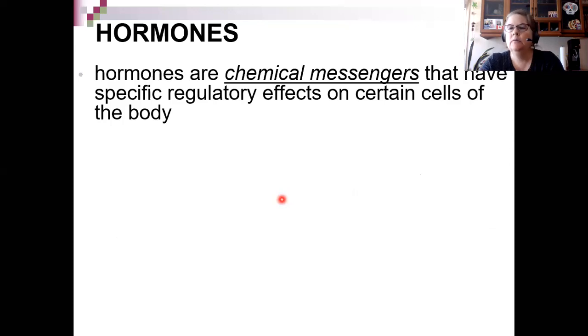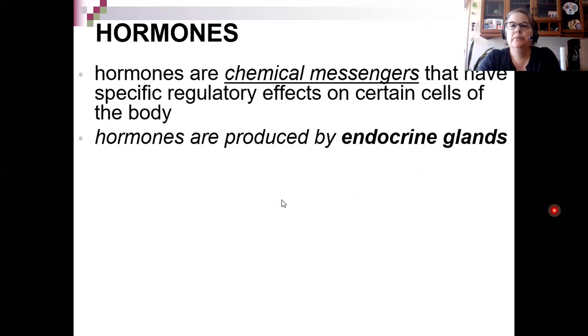All right, so what are hormones? Well, hormones are chemicals. The thing we need to remember about hormones is they do not have a brain. They don't think about where they want to go. Hormones are just chemicals that are released by certain glands in our body, like the ones we just talked about. The glands that produce hormones are called endocrine glands.